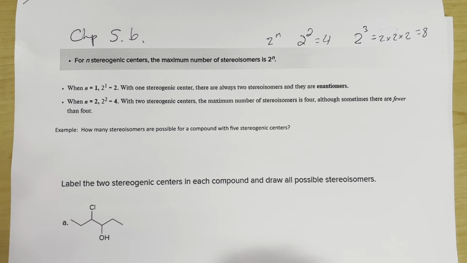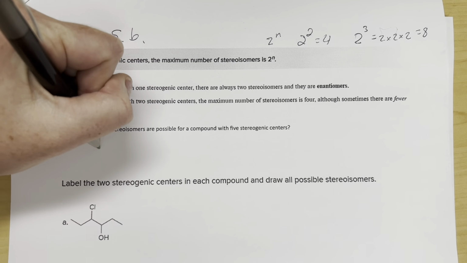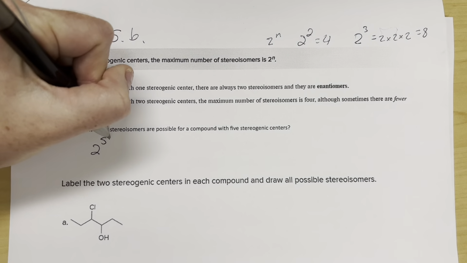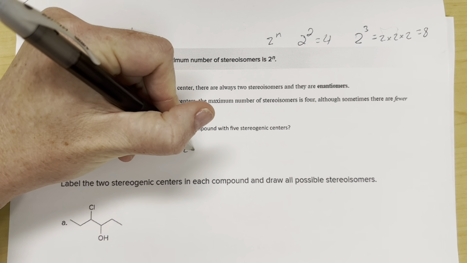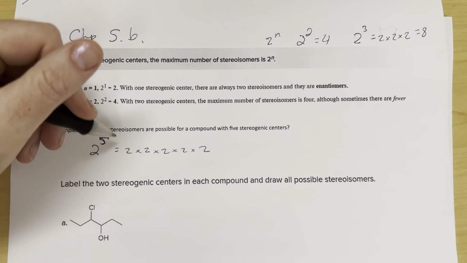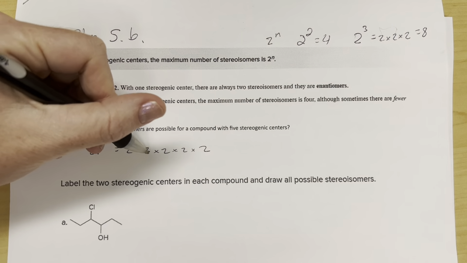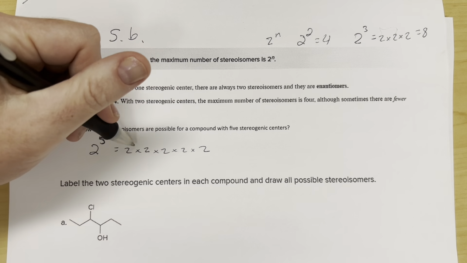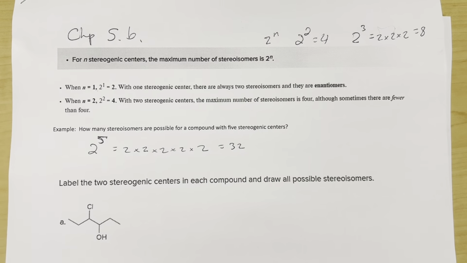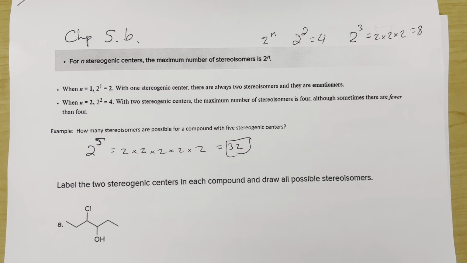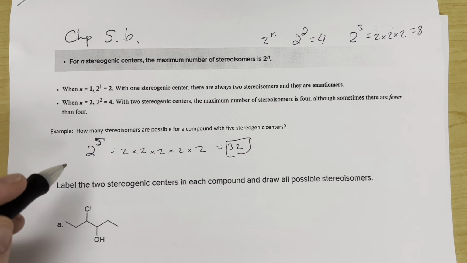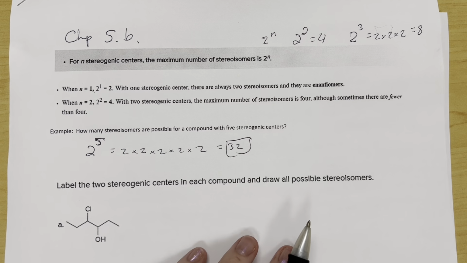So something with 5 stereogenic centers would be 2 to the 5, which would equal 2 times 2 times 2 times 2 times 2. And you can put it in your calculator, or we can do it here. This would be 4, that's 8, that's 16, and that would be 32. So there'd be 32 different possible isomers for that one single compound with 5 stereogenic centers. All right, let's go ahead and look at this one.